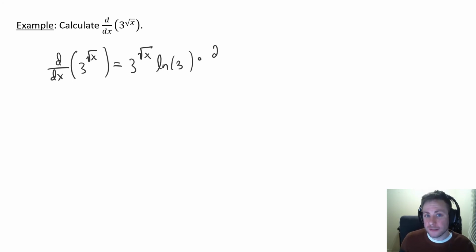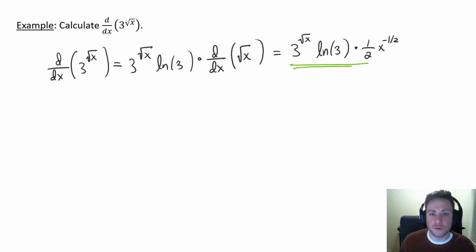Just don't forget to multiply by the derivative of the something according to the chain rule, which in this case, my something is root x. And after taking the derivative of root x, you can present your final answer.